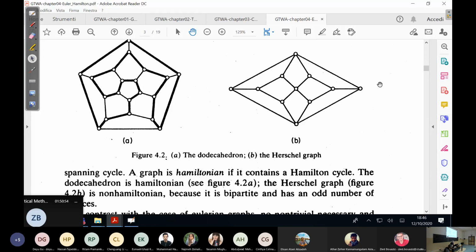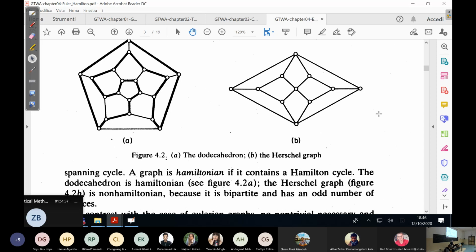But since this graph, still being bipartite, has an odd number of vertices, then it's not possible that you come back to the original vertex by a path which touches all the vertices exactly once. If it is a cycle, it goes through each vertex, apart from the first and last, which are equal, exactly once. Why? Because the first will be in X, the second in Y, the third in X, the fourth in Y, and so on and so forth.